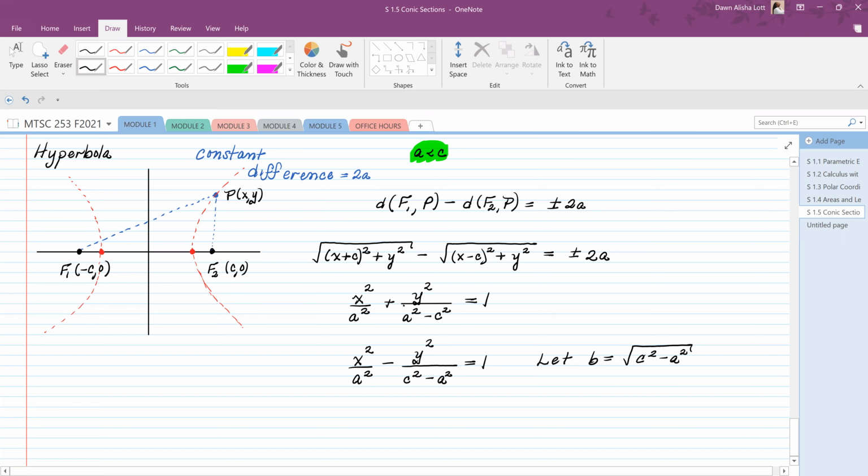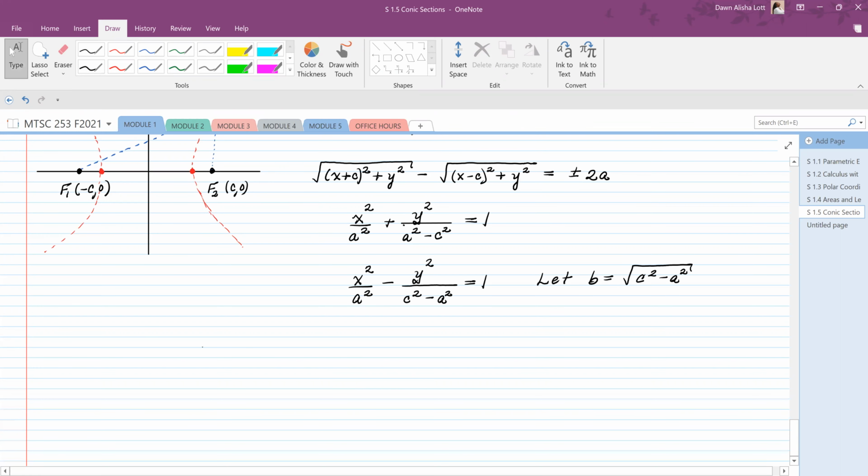So now I end up with x squared over a squared minus y squared over b squared is equal to 1. And again, a is bigger than b.